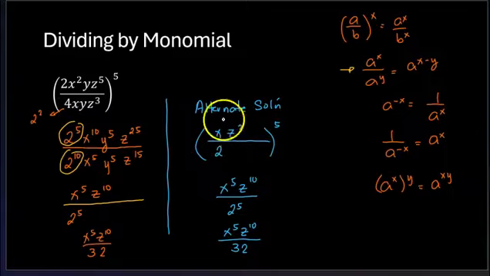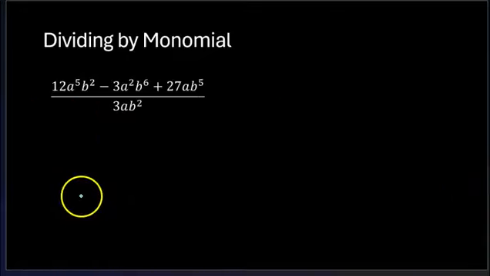The advantage of this is we are simplifying the exponents before we apply the raised to 5. We can simplify the fraction first. Now, the next one here, we have a polynomial, but take note, our denominator is a monomial. You can only do this if it's a monomial.